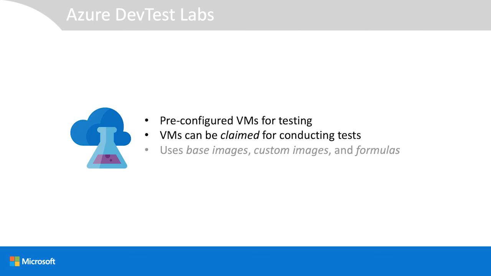DevTest Labs uses base images, custom images, and formulas. A base image specifies things like which operating system is used and any artifacts that you need. A custom image is a DevTest Labs image that's based on an existing VM. A formula is also based on an existing VM, but it also contains settings that are specific to DevTest Labs, such as the size of the VM, included artifacts, and things like that.